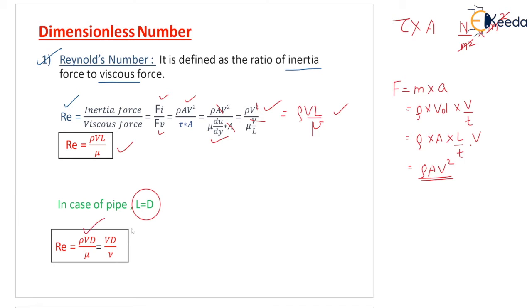Very important. In this chapter, for mechanical and civil, we are going to see pipe as well as open channel for civil only. So rho V D by mu, and also V D by nu. Nu is your kinematic viscosity. And I hope you remember the unit of kinematic viscosity, meter square per second. Okay, we'll go to the next dimensionless number.